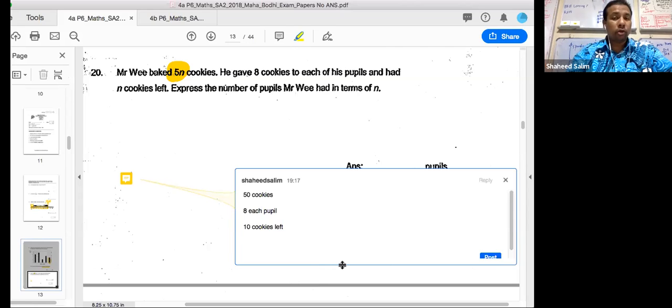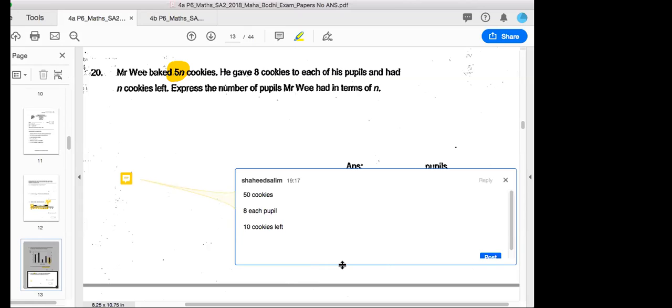Now you try this method. I'm giving you now a primary 4 question. Mr. Wee baked 50 cookies. He gave 8 cookies to each of his pupils and had 10 cookies left. How many pupils were there? Can you find out first?